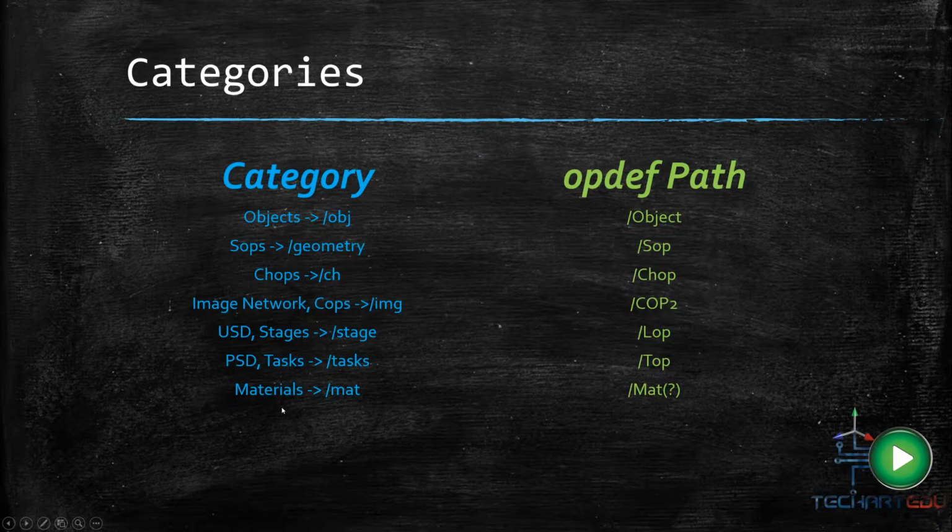Now, it is possible to create a digital asset inside of the material network, but I don't know exactly how you would access it through opdef. Not quite sure, but I'm pretty sure that it might be capital slash mat. If you happen to know, please feel free to go ahead and tell me. I would love to know about it. All right, moving on to bigger and better things.